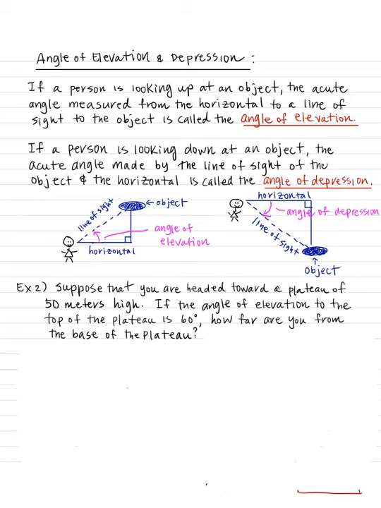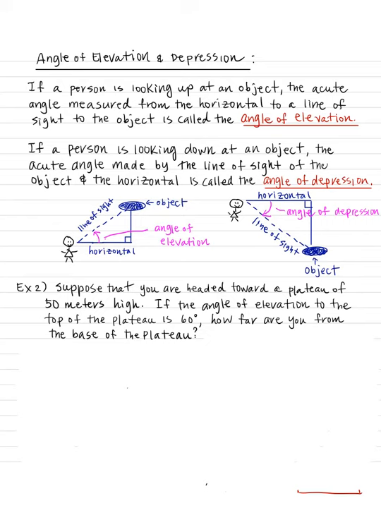Okay, the next topic is angle of elevation and depression. Just to save some time, I already wrote out the definitions for you. Let's read it together. If a person is looking up at an object, the acute angle measured from the horizontal to the line of sight to the object is called the angle of elevation.